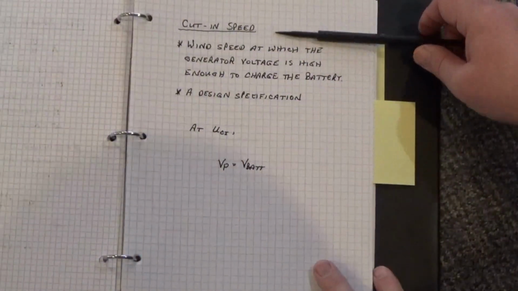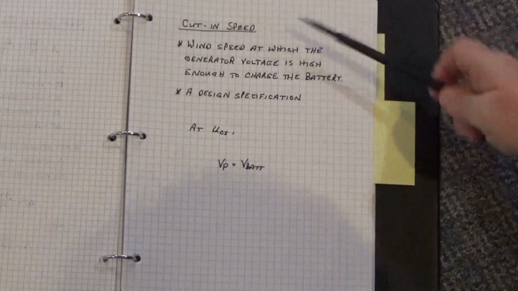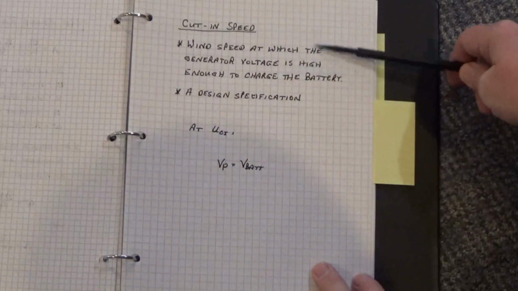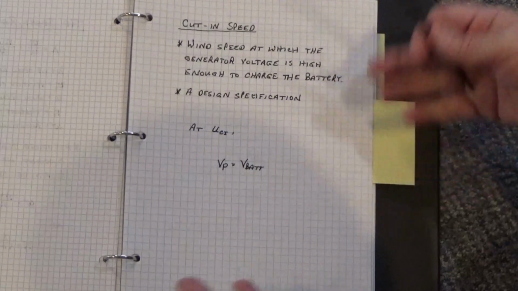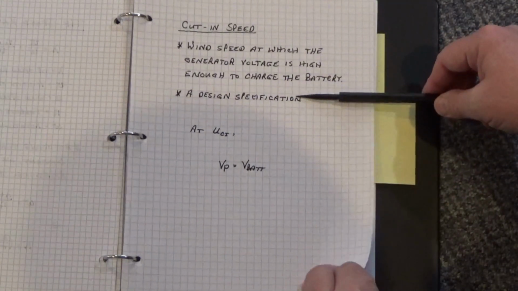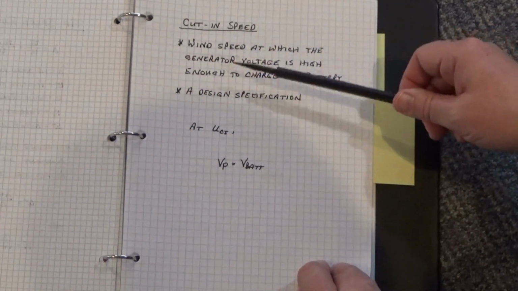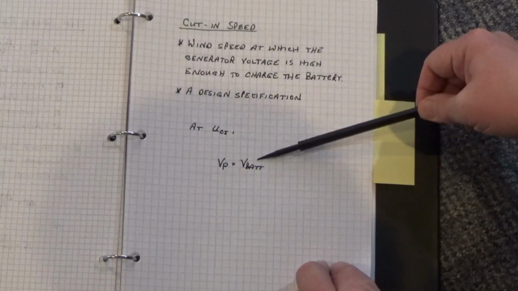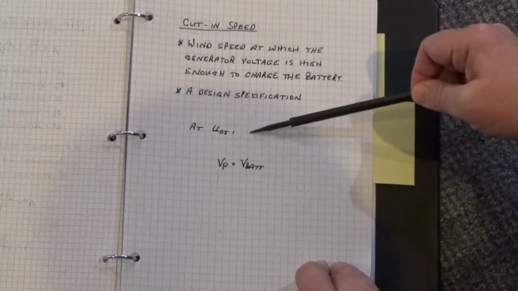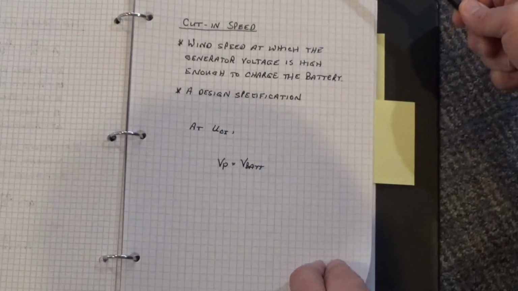Then there's another term, cut-in speed, the wind speed at which the voltage is high enough to start charging the battery. And this is something we just specify for our design. I'm saying at this cut-in speed, the peak voltage is equal to the battery voltage, and anything above that, we start producing power.